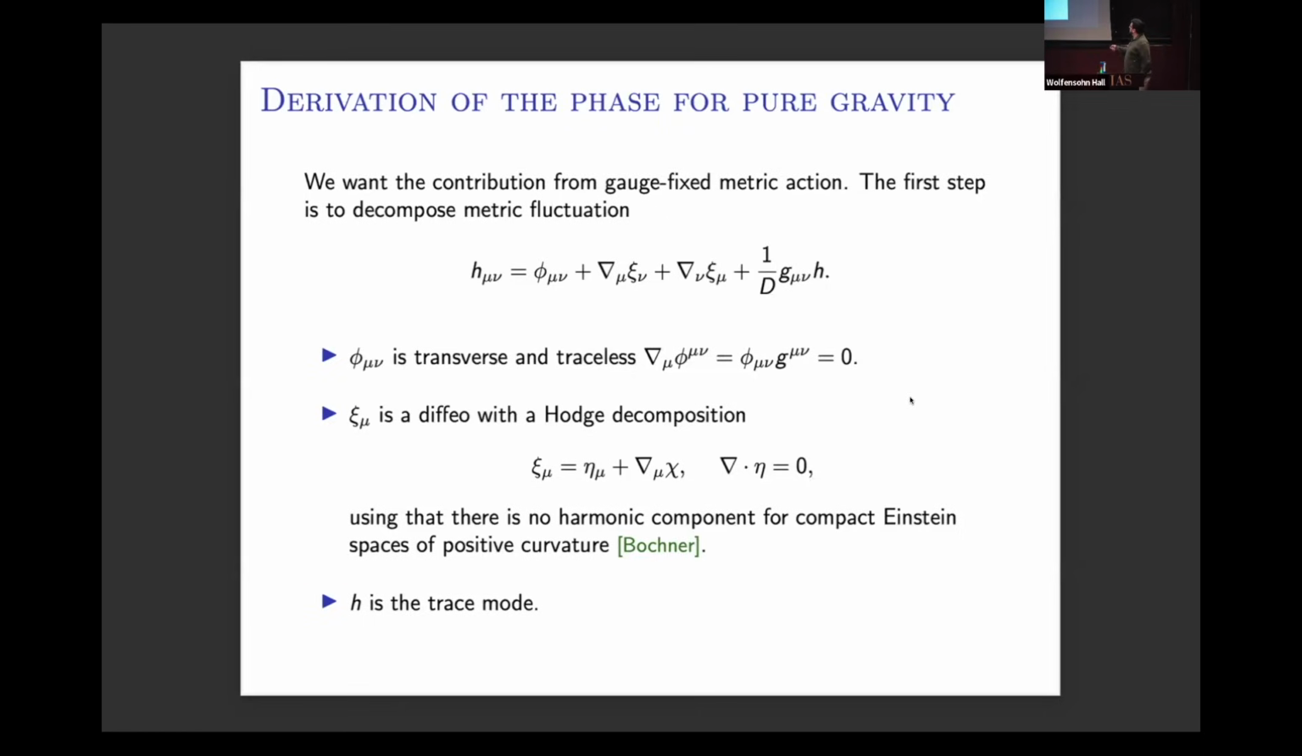So we want to do the integral over h mu nu by decomposing it into an integral over phi mu nu, this eta mu, chi, and H. But obviously, not all these modes on the right-hand side contribute. The original path integral is over h. So if we have a mode on the right-hand side that doesn't produce a fluctuation in the metric, then that's not even a zero mode. It's just a mode that doesn't contribute, doesn't participate in the path integral.